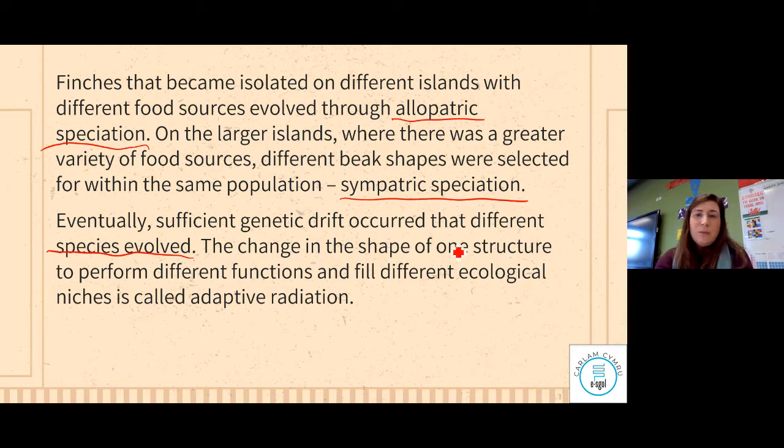So the change in the shape of one structure to perform different functions and fill different ecological niches is called adaptive radiation. Okay, so the change in shape of one structure, which was their beak, to perform different functions, so to eat berries or crush nuts, meant that they occupied different ecological niches, and that whole process is called adaptive radiation.